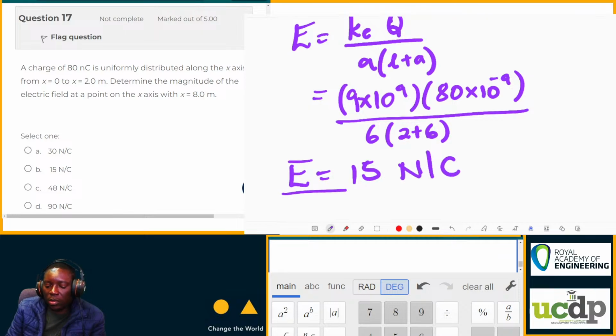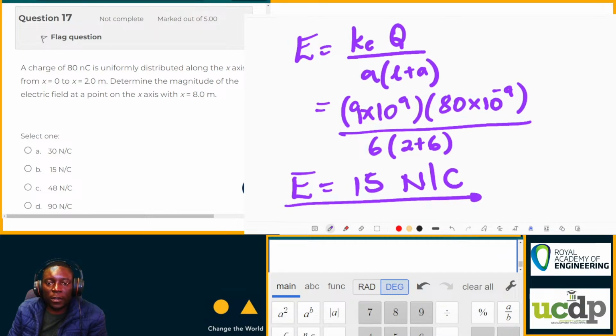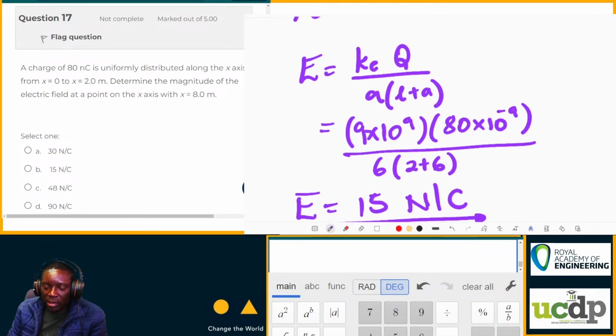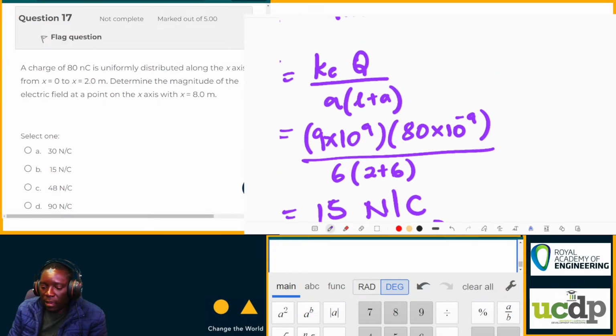So E is given in newtons per coulomb. So that is the 15 that we see there in B. That's how we get to 15 newtons per coulomb for this question. Thank you for that contribution. Any questions regarding this? Are we all happy?